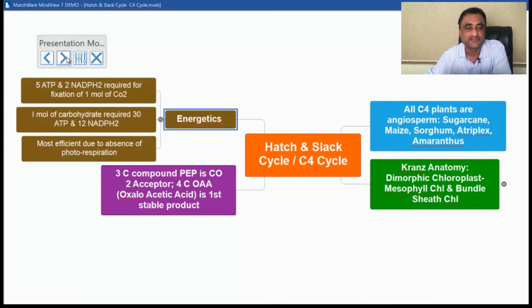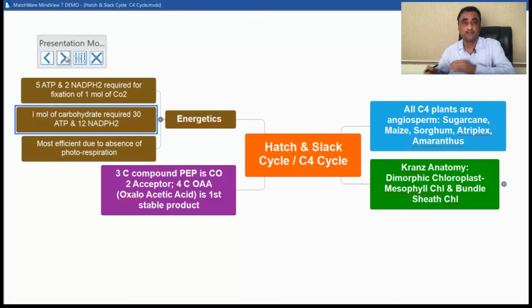Now let's talk about the energetics. Have a look at this. Here 5 ATP is required, and 2 NADPH2. So 5 ATP and 2 NADPH2 are required for the fixation of 1 molecule of carbon dioxide. How 5 ATP? Because 3 ATP were required in the Calvin cycle and 2 in the dikinase activity. So 3 plus 2 makes 5. As far as the NADPH2 requirement is concerned, that remains the same as in the Calvin cycle, 2 NADPH2. So 1 molecule of carbohydrate requires altogether 30 ATP and 12 NADPH2.